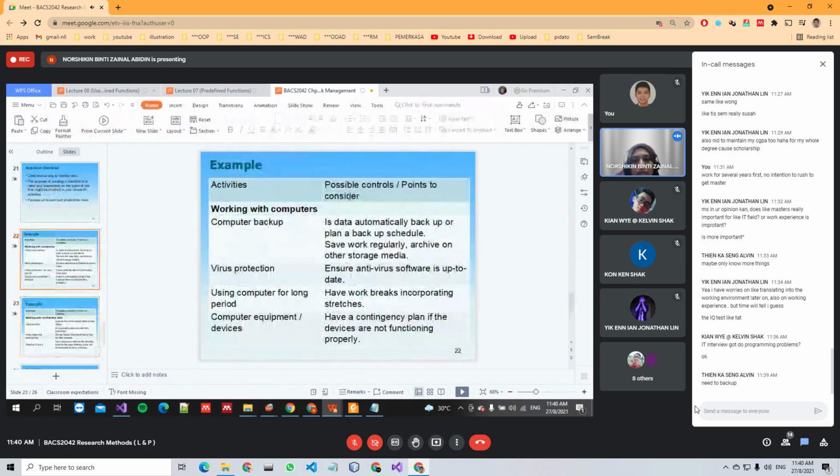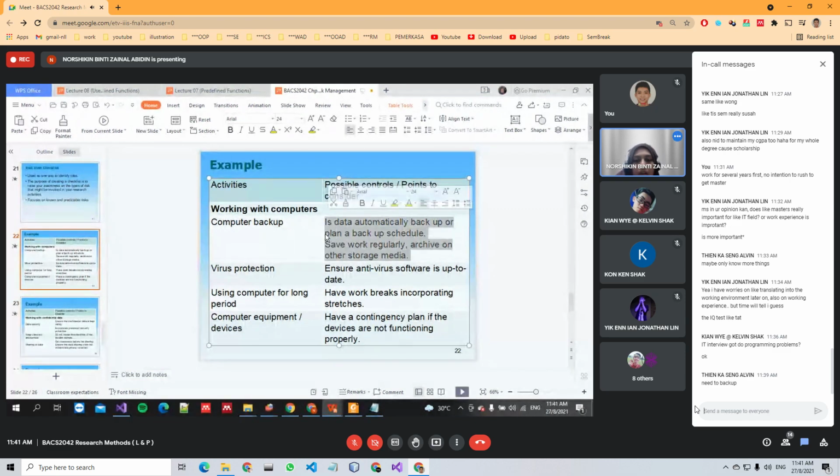Okay, then this is the example. Example activities and possible control points to be considered. Working with computers, we need to have a backup. So free advice: do backup your data. Okay, I lost mine once, so yeah. And then virus protection: ensure antivirus software is up to date. Again, some people, I'm not sure if IT students do the same too, have more than one antivirus in their laptop.